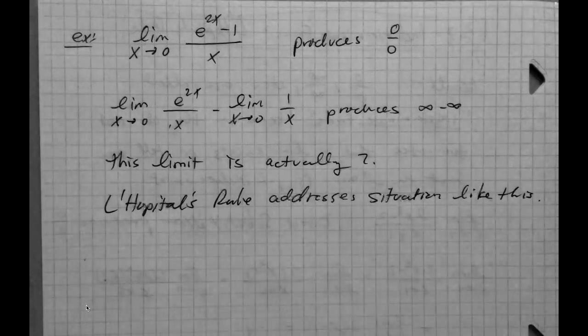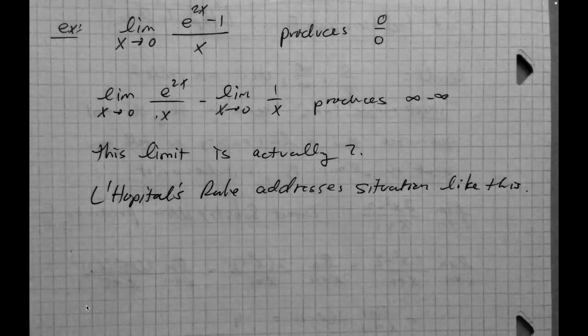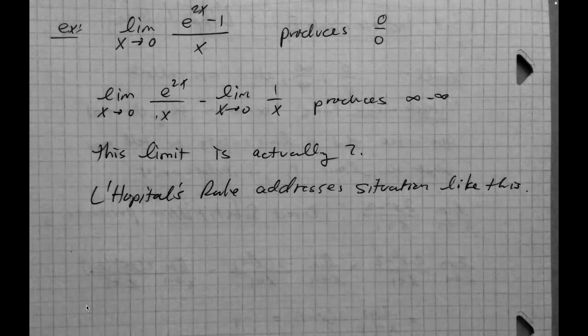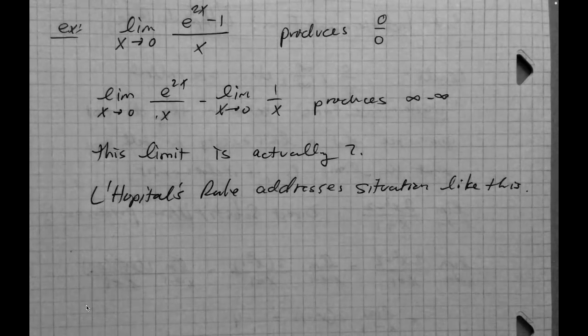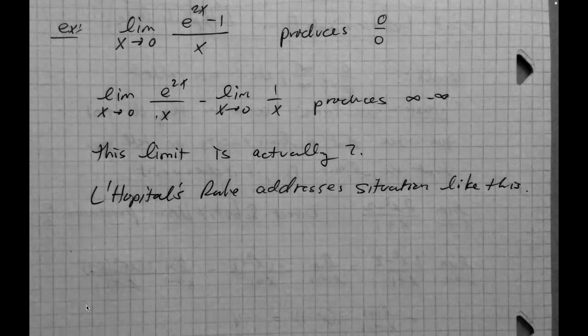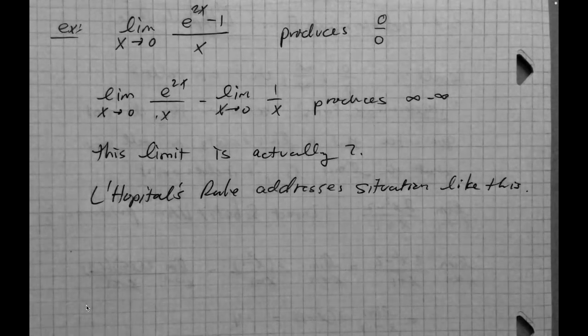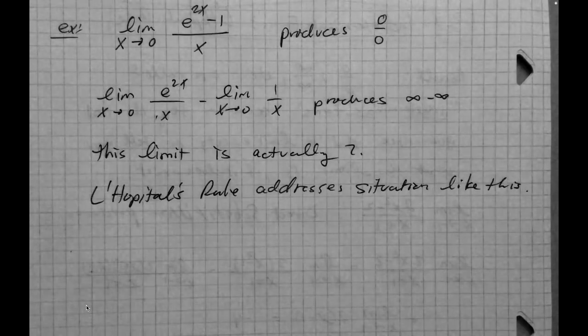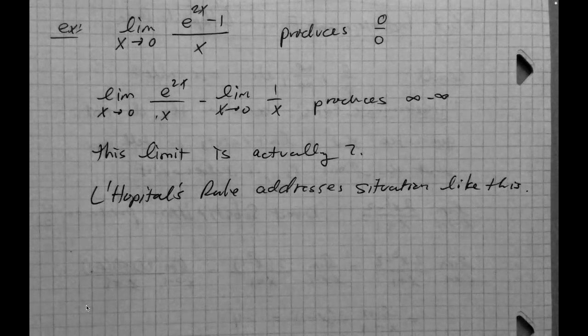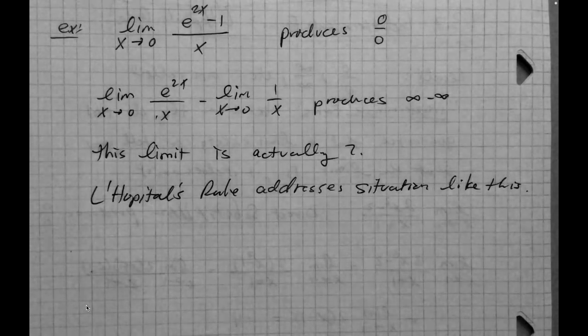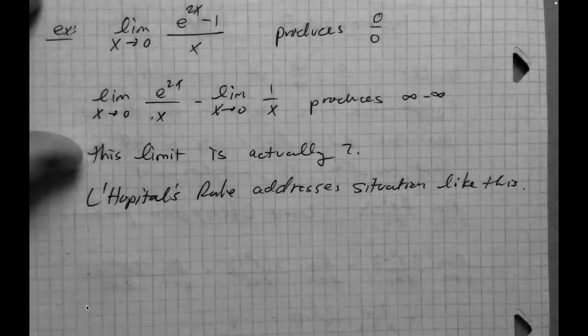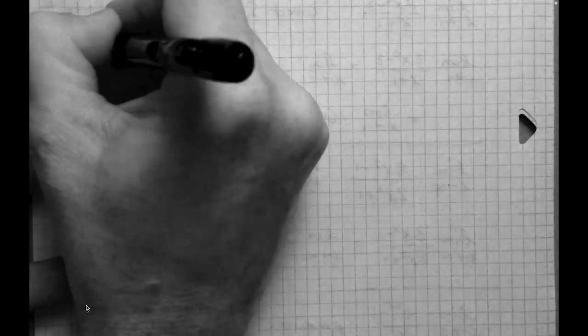Okay, so L'Hopital's rule comes into play in situations like this, where you have an expression where the limit exists, but you can't identify it because of indeterminate forms, and there's seemingly no algebraic technique that can be employed to allow you to evaluate it. Okay, so let's go ahead and state L'Hopital's rule. We'll state it as a theorem, and then we'll do examples, right?